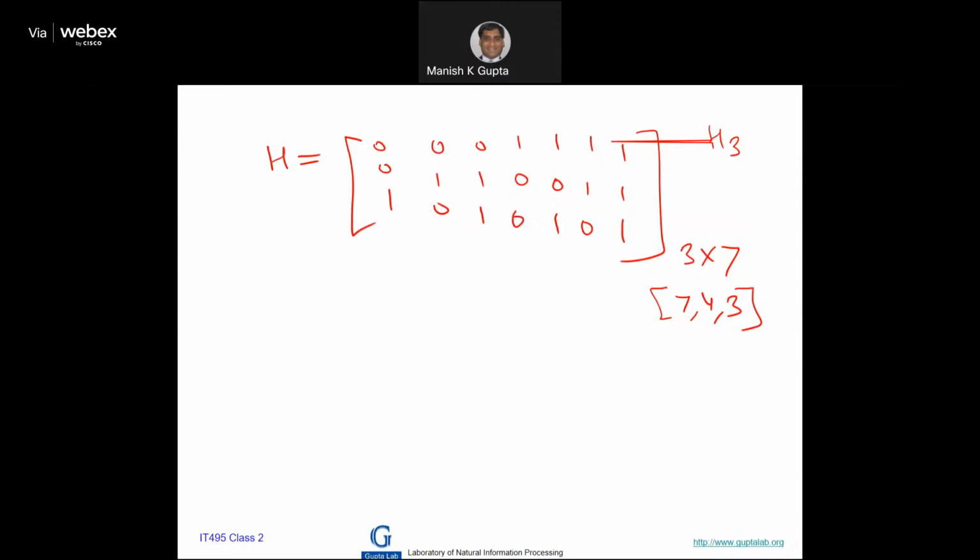Suppose some vector x is sent from the Hamming code C, which is basically Hx transpose equal to 0. I can find out what the vectors are, right? Some vector is sent, and the received vector is 1, 1, 0, 1, 0, 1, 1. This is our y actually. Can you tell me what is the syndrome?